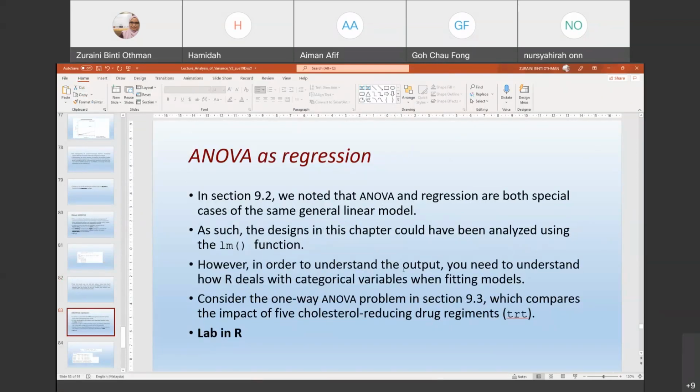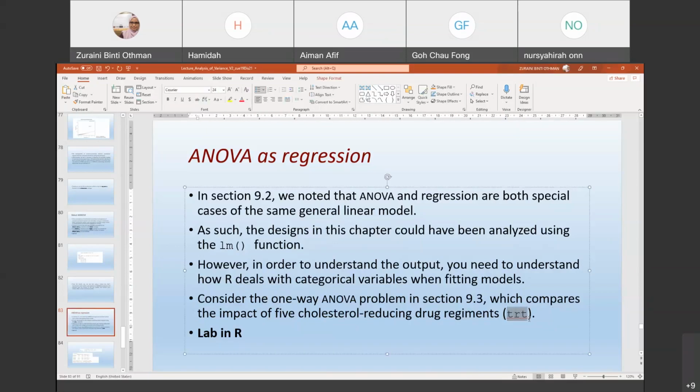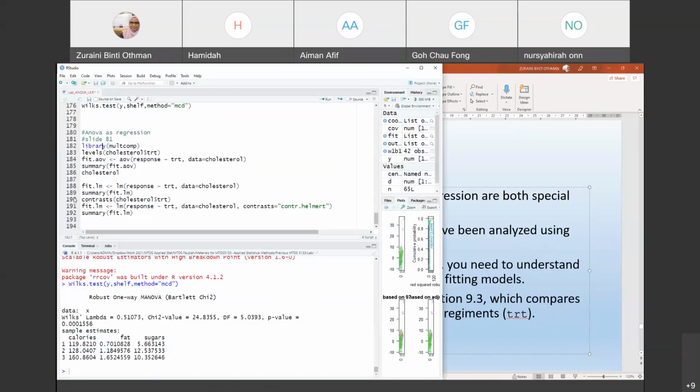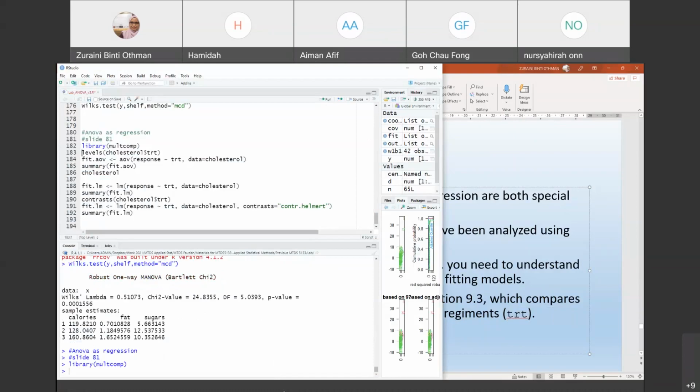However, in order to understand the output, you need to understand how R deals with categorical variables when fitting a model. Consider the one-way ANOVA problem, which compared the impact of five cholesterol-reducing drug regimens, the previous case. If we have multiple comparisons that we want to make, you have to use the multcomp package. Now here, library multcomp, we run it.